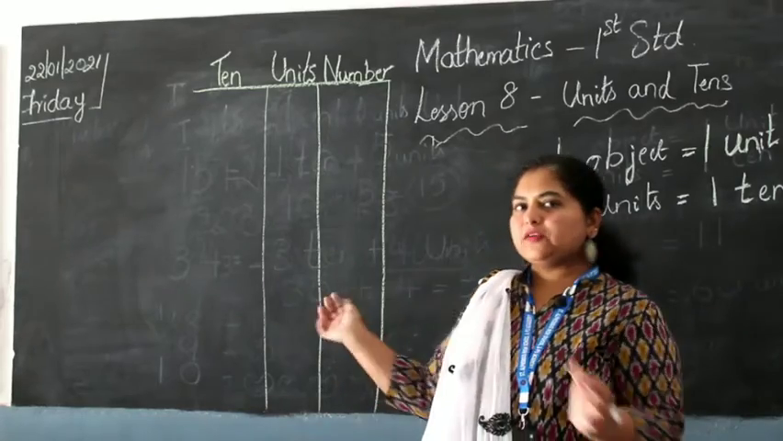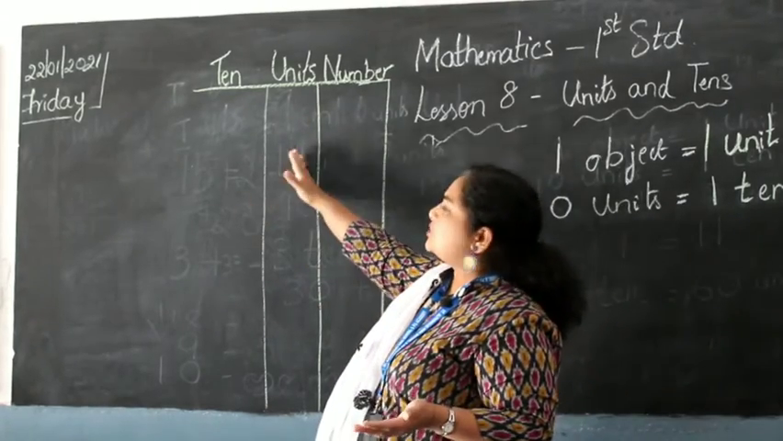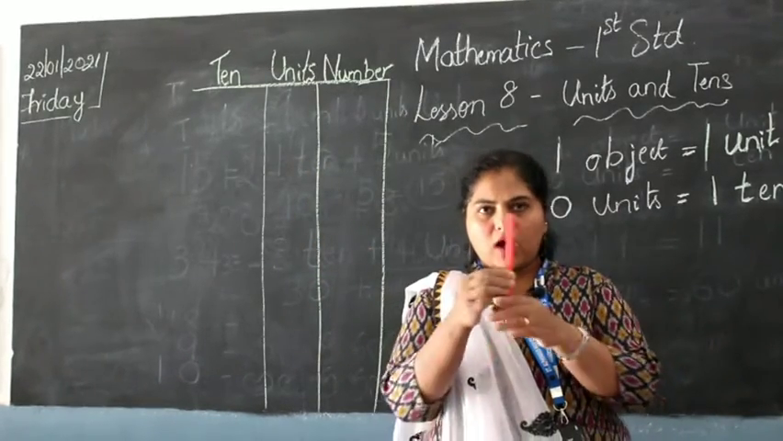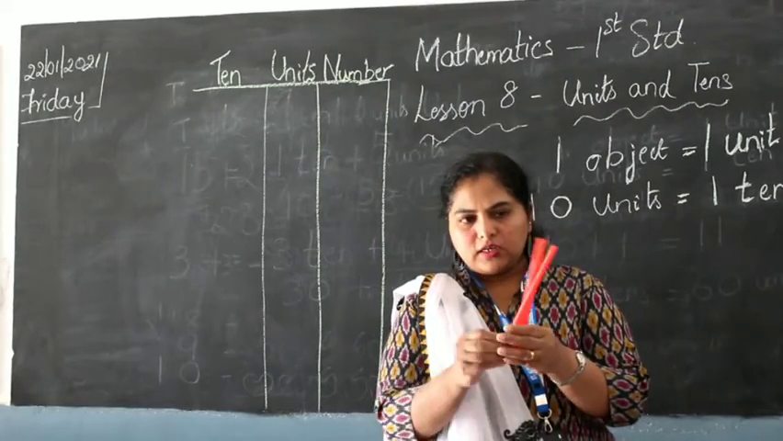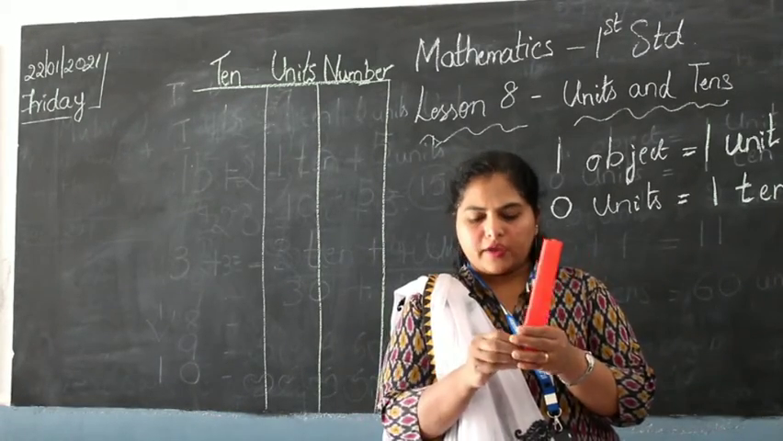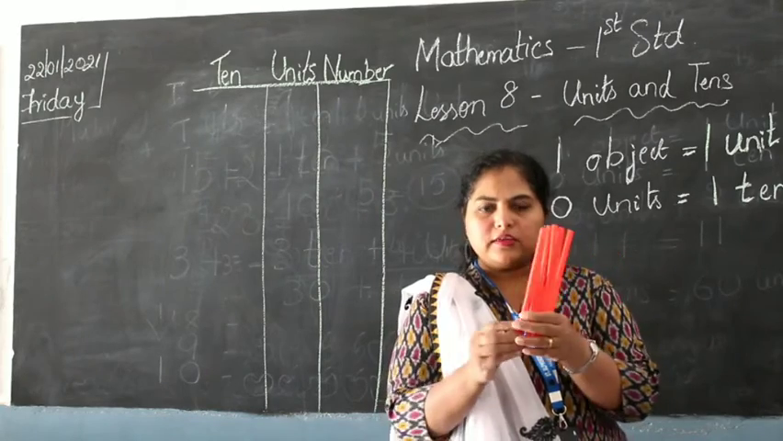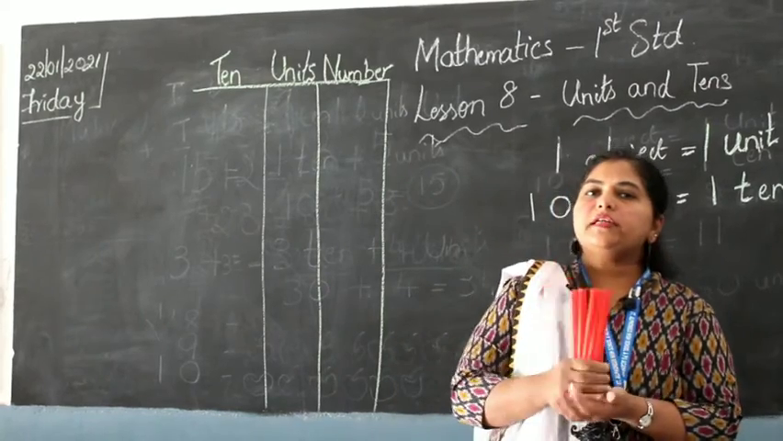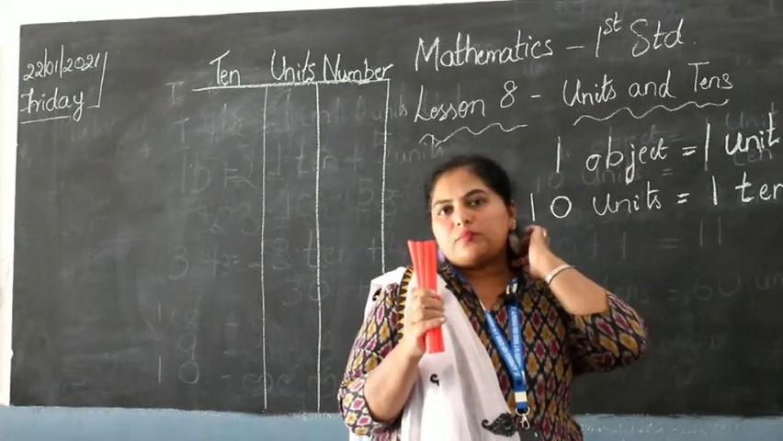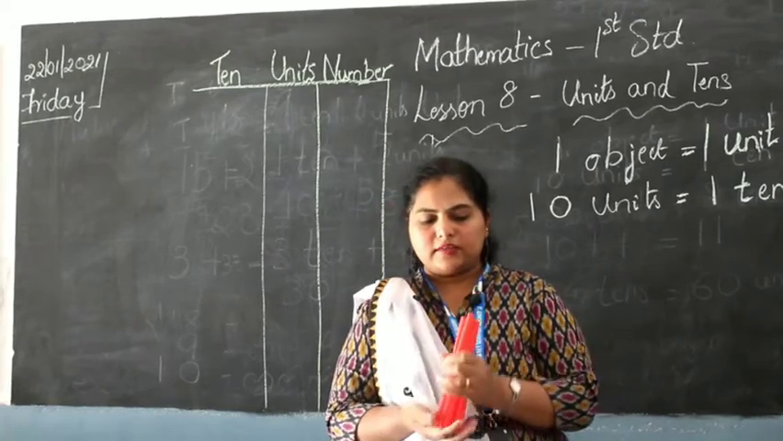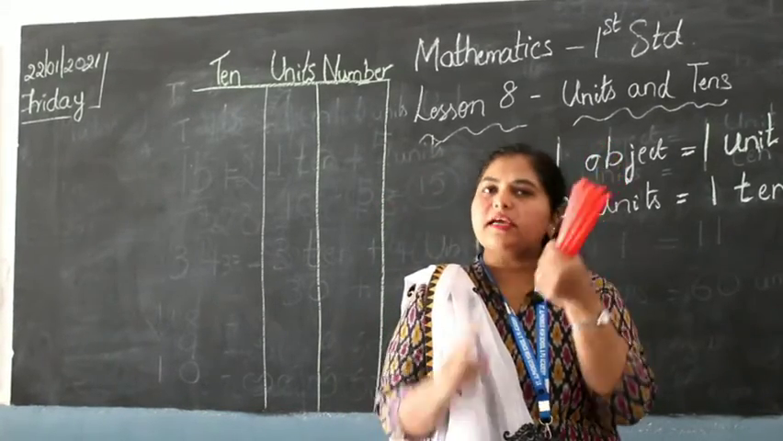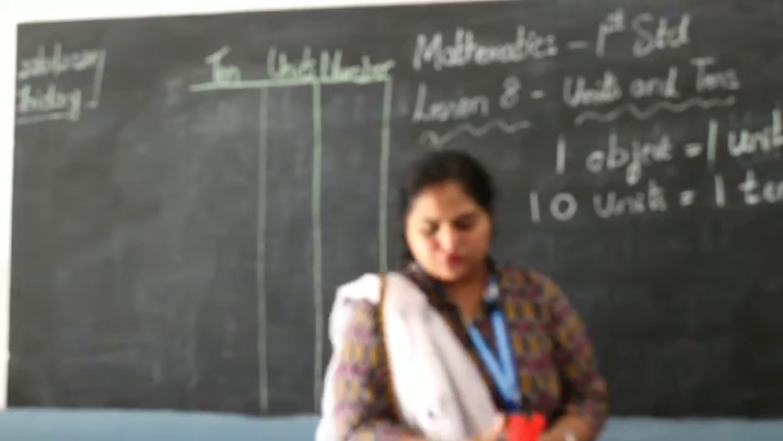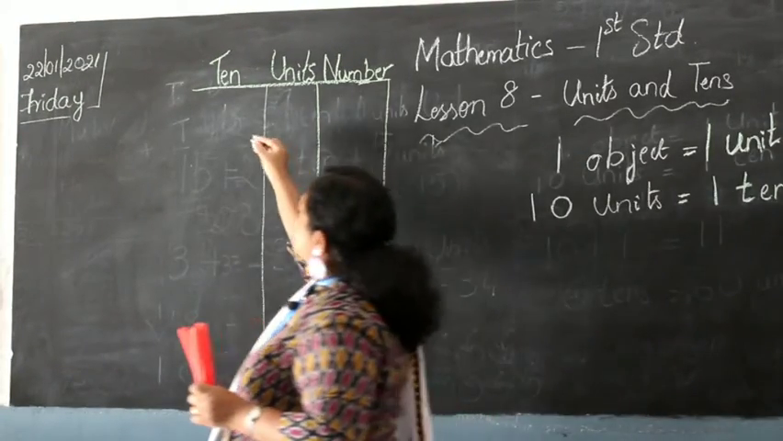Okay, so let's take a few objects in tens and in units and let's see what number we get. Now if I want 10 straws, I'm going to take 1, 2, 3, 4, 5, 6, 7, 8, 9 and 10. So I have 10 straws here, which becomes one group, which is 1 ten. Correct. This is 1 ten because there are 10 units. 10 units is equal to 1 ten. So I have 1 ten of straws.